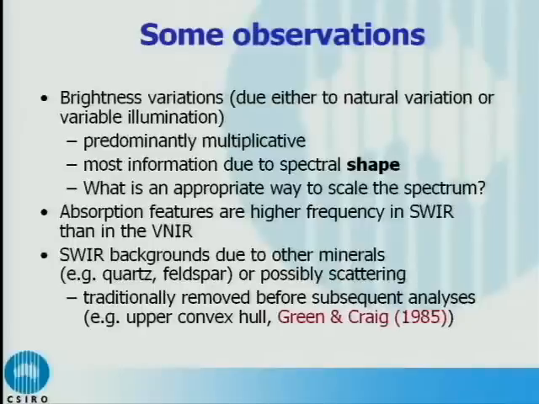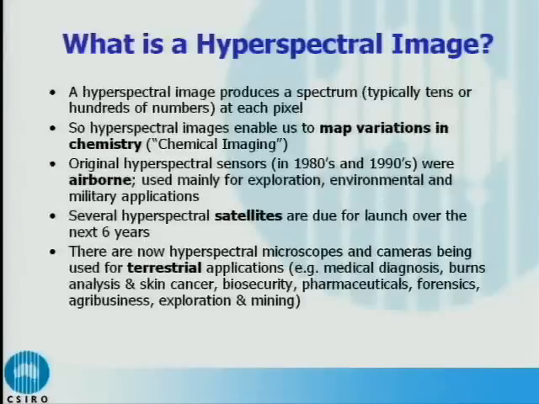Traditionally, the backgrounds are removed before subsequent analyses, such as taking the convex hull and taking the upper bit of the convex hull and either subtracting or ratioing. Okay, so what's a hyperspectral image? A hyperspectral image produces a spectrum, typically tens or hundreds of numbers at each pixel. So hyperspectral images enable us to map variations in chemistry. In fact, in the chemicals industry, it's called chemical imaging.